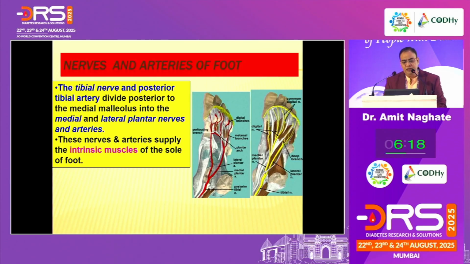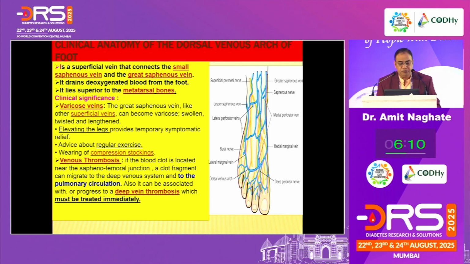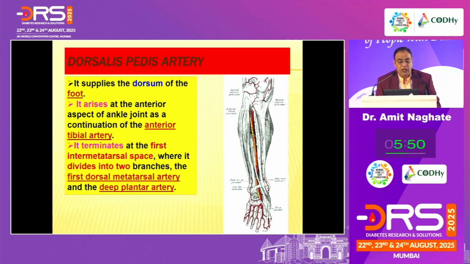Nerves and arteries: the tibial nerve and posterior tibial artery divide posteriorly towards the medial malleolus into medial and lateral plantar branches, and supply the intrinsic muscles. This is the venous arch, where the superficial venous arch and the great saphenous vein meet each other. The main clinical implication is varicose veins and venous thrombosis.